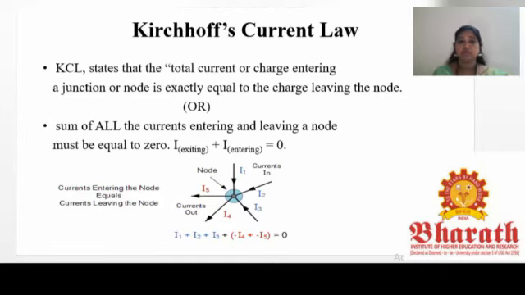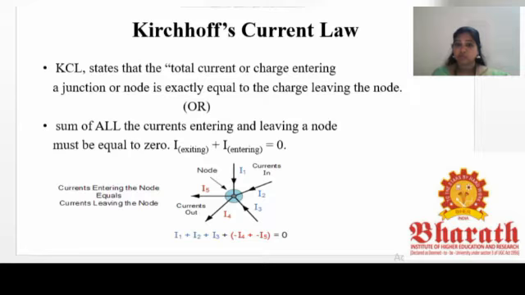Now we are going to see Kirchhoff's current law. From the name itself we can identify it is going to deal with current in the circuit. KCL states that the total current or charge entering a junction or node is exactly equal to the charge leaving the node. At the junction point or node point, the sum of the currents entering or leaving will be equal to 0.